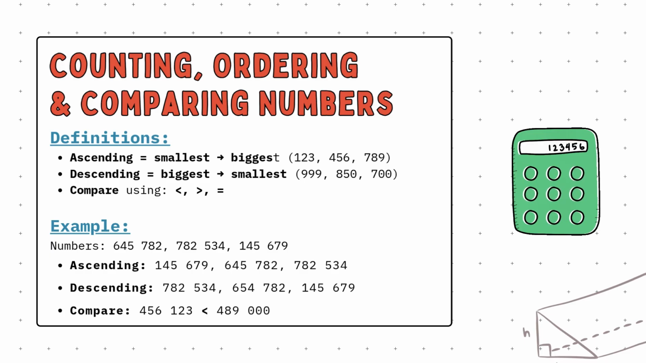order, or from biggest to smallest, which we call descending order. So remember, ascending means the numbers go up from smallest to biggest, and descending means the numbers go down from biggest to smallest. We also use symbols to compare the numbers, as you can see here on my screen.